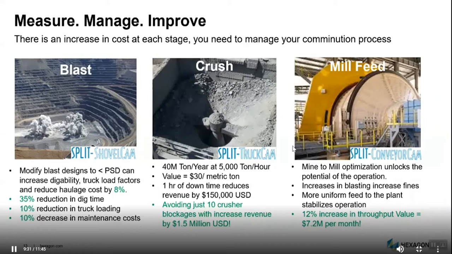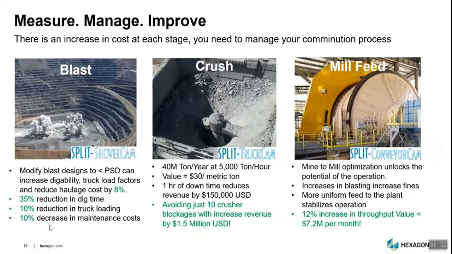One of the things I want to talk about here is there's an increase in cost at each stage of the comminution circuit, whether it be chemical comminution, the blasting, or mechanical comminution, being the crushing and milling. So it's a geometric increase in cost the further downstream we go. Rather than reference all the case studies, we have case studies that highlight some of the interesting factors that you can do by modifying the blast to optimize fragmentation. So you can increase diggability, load factors, and reduce haulage costs by 8%, reduce dig time by 35%, reduce truck loading by 10%, decrease maintenance costs by 10%.